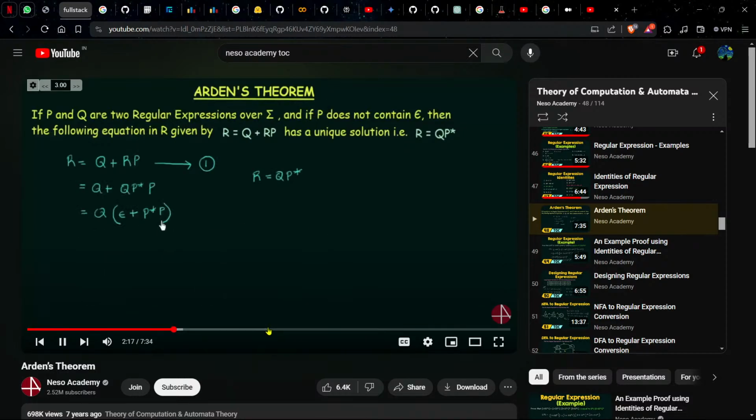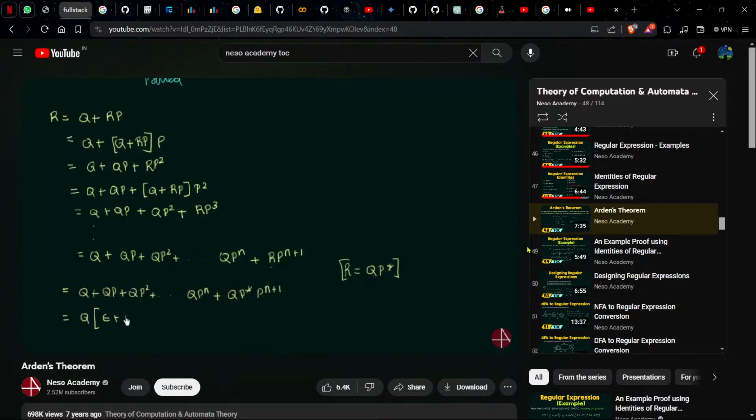So here, this is what we get. Whole thing, Q plus, if we take out Q common, now what do we get? Here we get epsilon plus P plus P square plus so on up to Pn, plus P star P n plus 1.